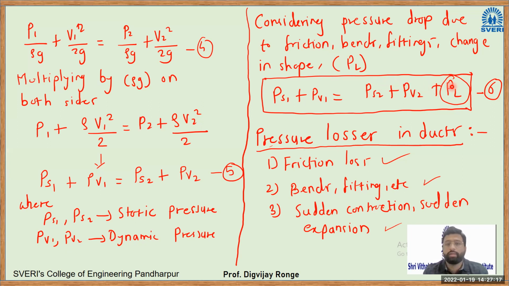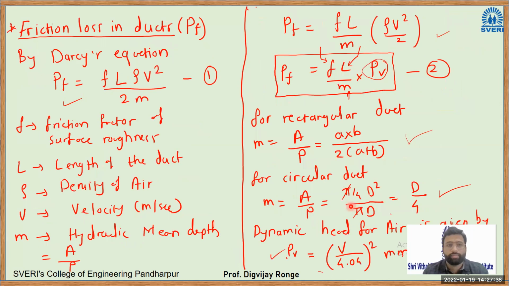And pressure losses can take place due to resistance to the flow or sudden change in direction or shape of the duct. So pressure losses in ducts occur due to friction loss, bends and fitting, etc., sudden contraction, sudden expansion. So we'll see what are the formulas for this friction loss and bend, fitting, etc. So friction loss in ducts. By Darcy's equation, so this you might have studied in fluid mechanics.